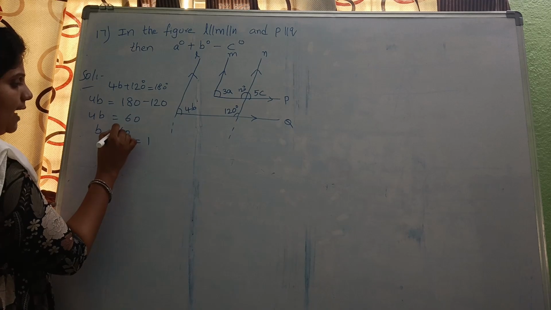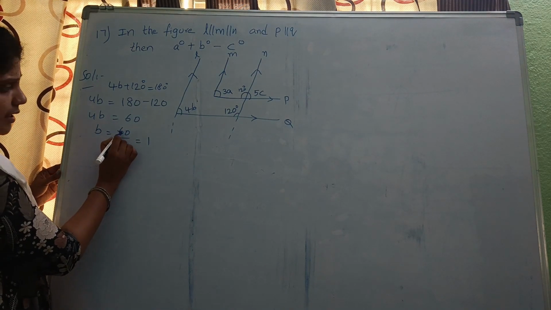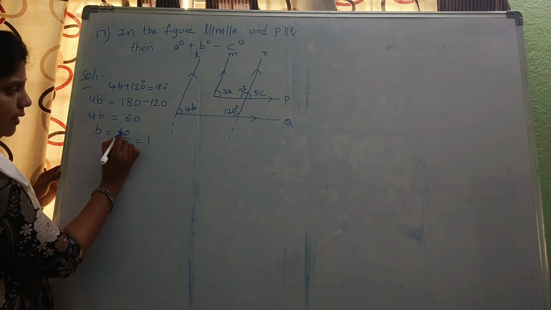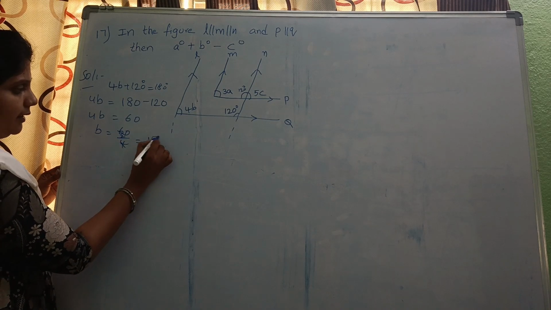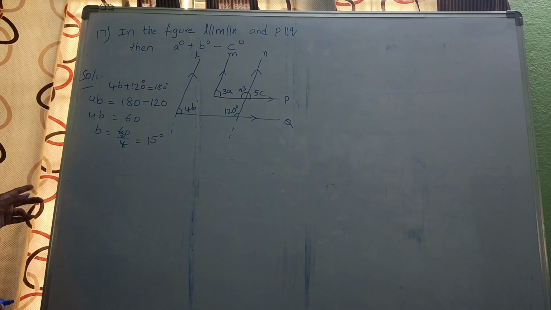4 ones are 4, so cancellation. Look here. 4 ones are 4, so 2 is left. So 5 threes are 15. B is equal to 15 degrees.